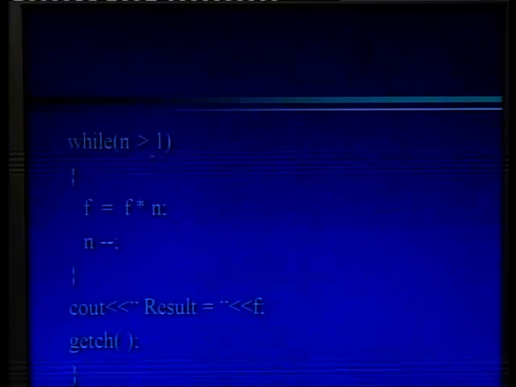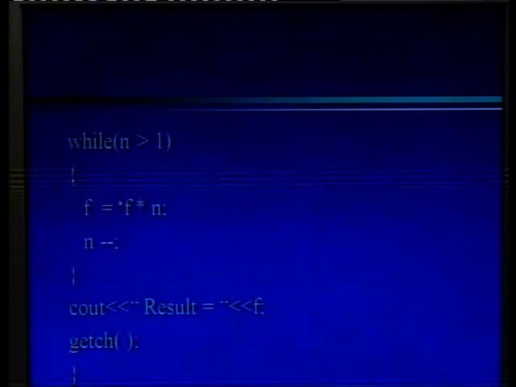While the value of number is greater than 1, I have multiplied f with that number and decreased the value of number by 1. Suppose you have entered the value 5 in variable n. First time it will check while 5 is greater than 1, condition is true, so control will move in this block. The first value of f is 1 into 5, 5, and the next value of n is 4. Next time it will check while 4 is greater than 1, so the next value of f will be 5 into 4, 20, and value of n is 3.